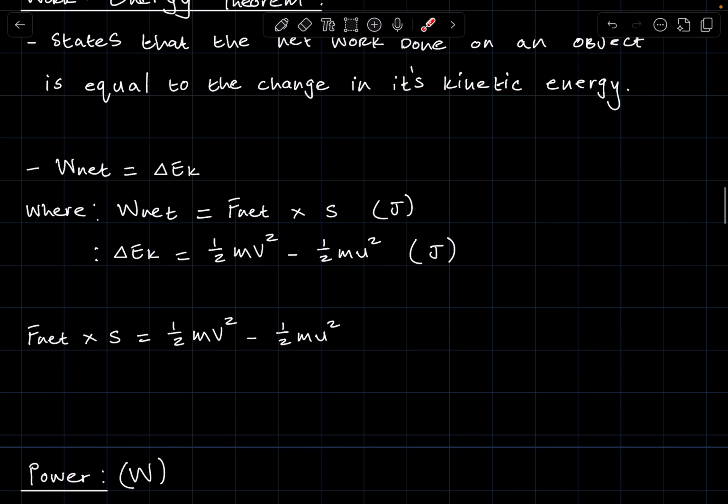Therefore, the work energy theorem can be expressed as W net is equal to the change in kinetic energy, and can be expressed like this as well. F net times the displacement, this stands for net work done, is equal to this, which stands for the change in kinetic energy. And you can use this formula to calculate any one of these quantities.